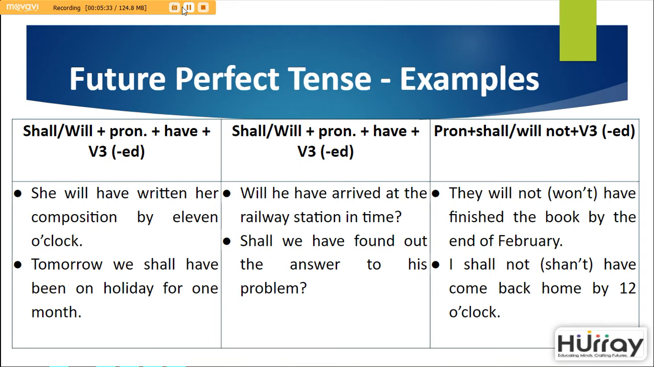Next, you can write shall or will plus pronoun plus have plus verb. In this case, it is more of a question, an interrogative sentence. Will he have arrived at the railway station in time? Shall we have found out the answer to his problem? Another example is when you include the pronoun plus shall or will not, a negative connotation, plus verb ending in ed. For example, they will not or won't have finished the book by the end of February. I shall not or shan't have come back home by 12 o'clock.